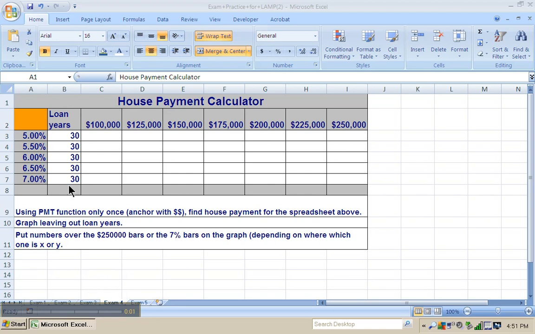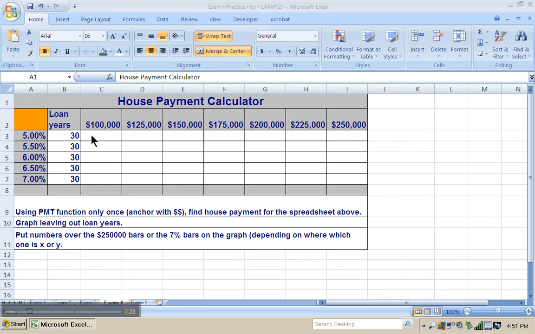Exam problem 4. This is very similar to the one we did with future value, but in this particular case, we're using present value to find out what the house payment will be for the various size houses, and the years have stayed the same, and the 5% percentage rates. And those percentage rates are probably obsolete by today's standards. But anyway, we'll just use those.